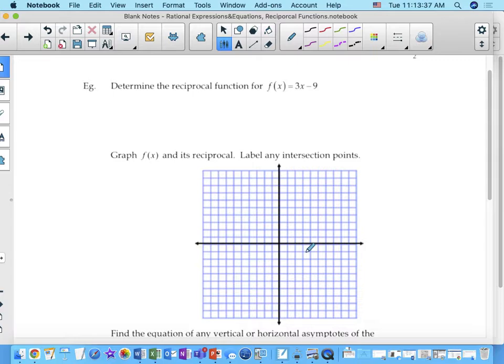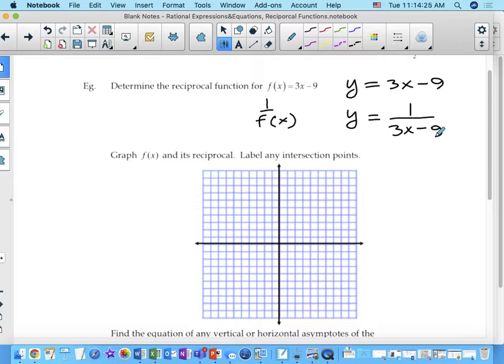Okay, so determine the reciprocal function for f of x equals 3x minus 9. Well, if y equals 3x minus 9, then for 1 over f of x, we're going to get y equals 1 over 3x minus 9. Now, graph f of x and its reciprocal and label any intersection points. We should know how to graph y equals 3x minus 9. This is a linear function, so we can look at the y-intercept, which is negative 9, and the slope, which is 3, so rise over run is 3 over 1.